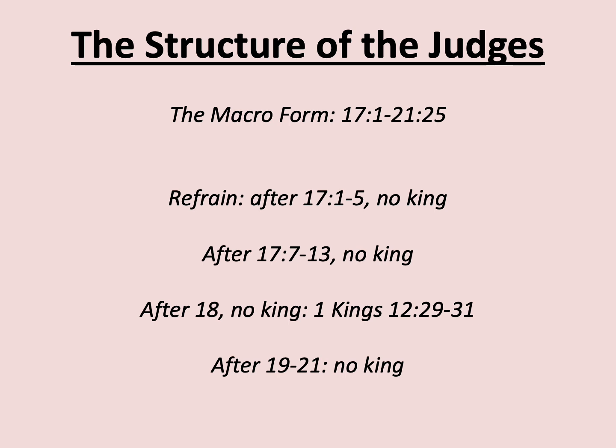But again, what's important to remember in these last four chapters is the macro structure. Just as the first three chapters of the book of Judges had a structure that divided it into two smaller subsections, so here we have four sections that are divided up by the constant refrain. There was no king in those days, and everyone did what was right in their own eyes.